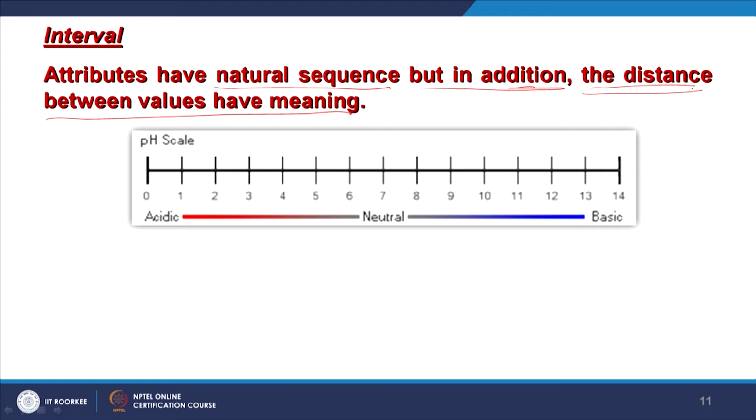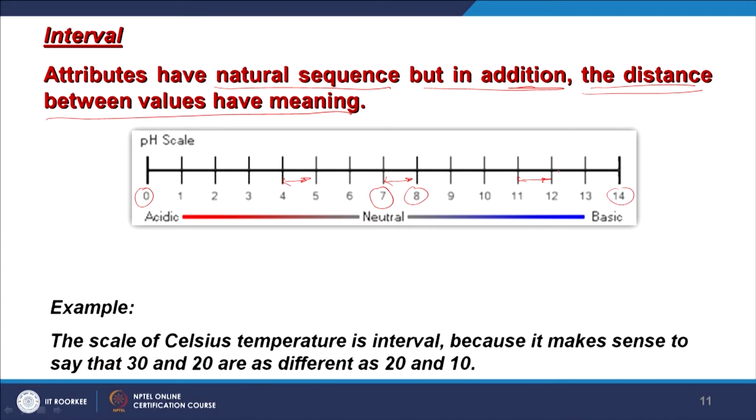The example here is given about pH. So neutral, as you know, pH 7 is considered neutral, and 0 is acidic, and of course 14 we go for basic. Now the distance here has meaning. So 8 minus 7 equals a difference of 1 pH. The same you can have with 5 minus 4, and the same here also, 12 minus 11. So the distance has the same meaning in this particular example, and there is a natural sequence starting from 0 to 14, with 7 neutral in the case of pH.